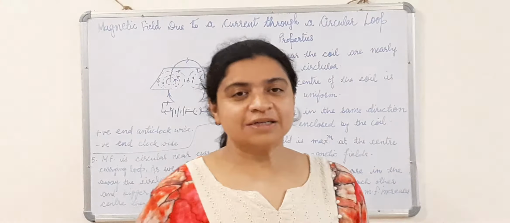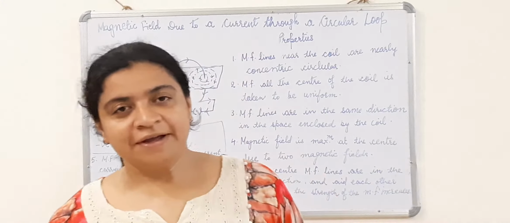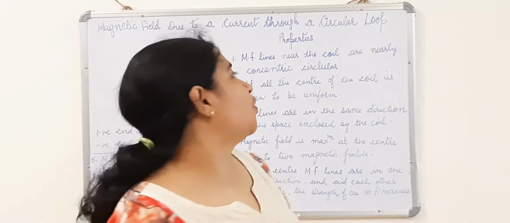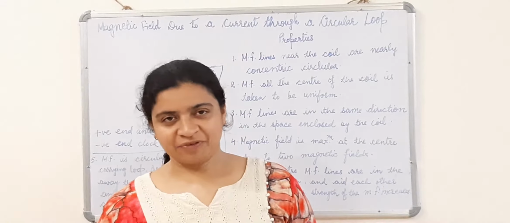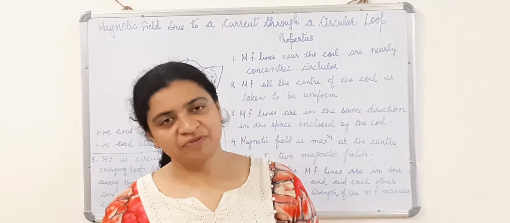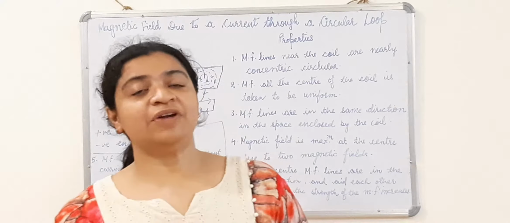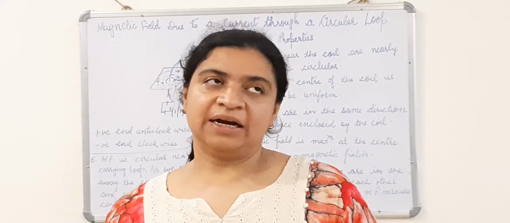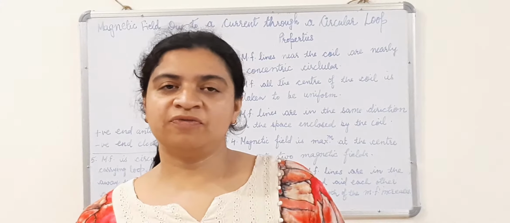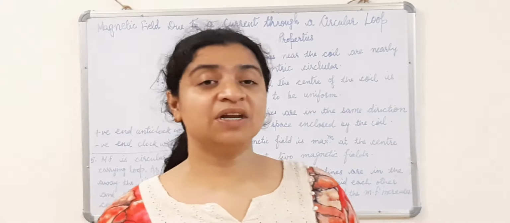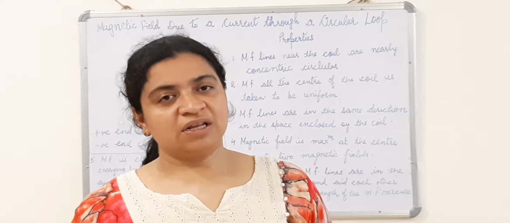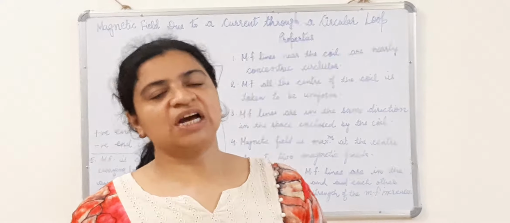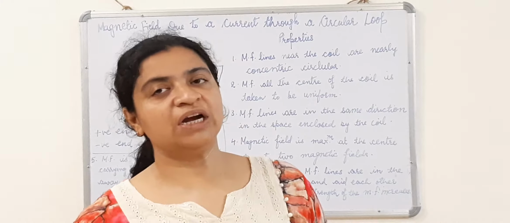Hello everyone, let us start our next part of magnetic effects of electric current. In our previous video, we had talked about magnetic field, electromagnet, magnetic field lines, and the pattern of magnetic field lines around a bar magnet. In the second video we had talked about how on reversing the direction of the current, the direction of the magnetic field also changes.